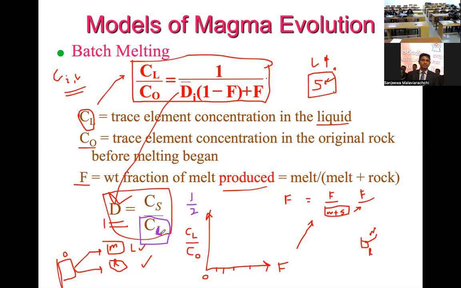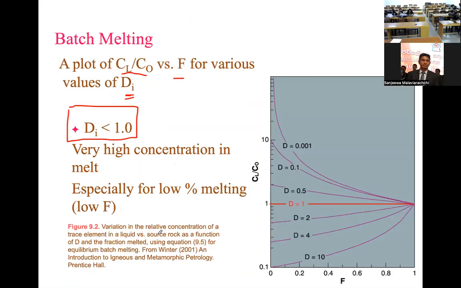Incompatible element. Okay, we are considering automatically an incompatible element. So that means an element which has a higher concentration within the liquid is an incompatible element. So if you are getting a D for an element less than 1, that means this particular element that we are considering should be an incompatible element.